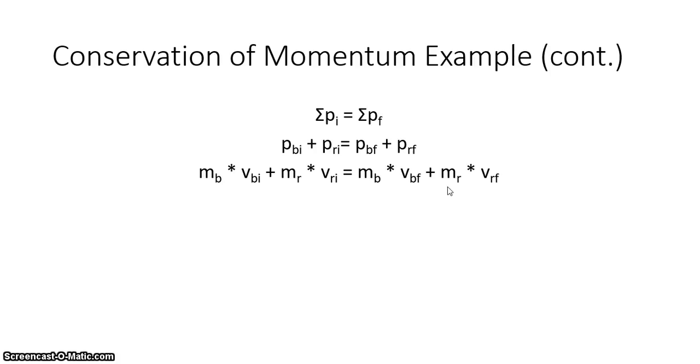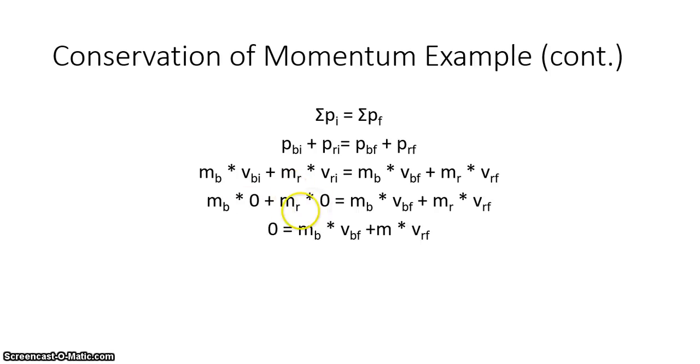If you recall from the initial problem, we stated that the velocities of the two cars were zero because they weren't moving. So because of that, we may replace the initial velocity of the blue car and the red car with zero. What this leads to then is that we have 0 is equal to mb times vbf plus mr times vrf.